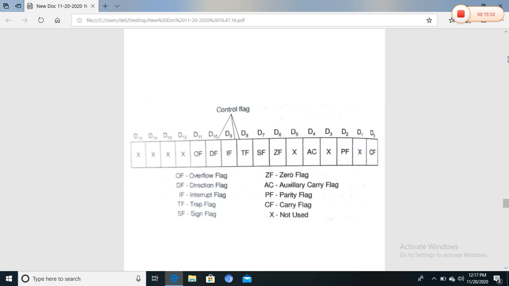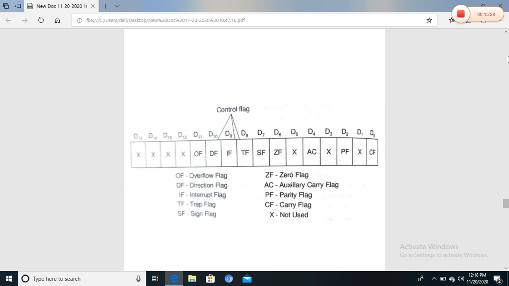Next flag is the trap flag. If the trap flag is set, the processor enters single step mode operation. In other words, a trap interrupt is generated after the execution of each instruction, meaning the processor executes the current instruction and control is transferred to the trap interrupt service routine. That is the trap flag.